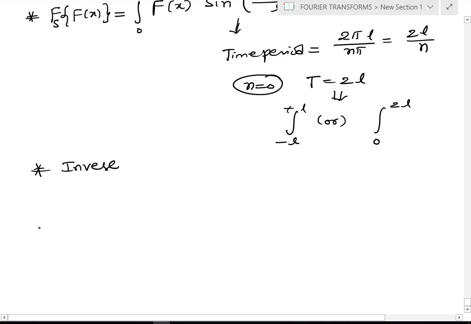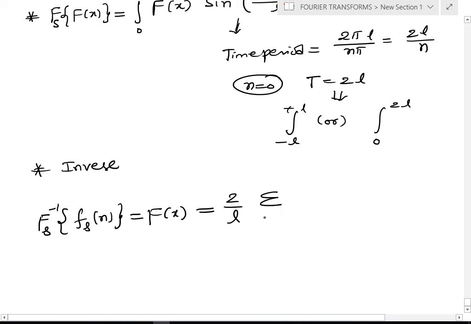That is, I am taking the sine inverse transformation, that is f of Sn. Obviously I will get f of x. This will be equal to 2 by L sigma n ranging from 1 to infinity f of Sn sine of n pi x by L. Okay, so this is the inverse Fourier transformation of sine.